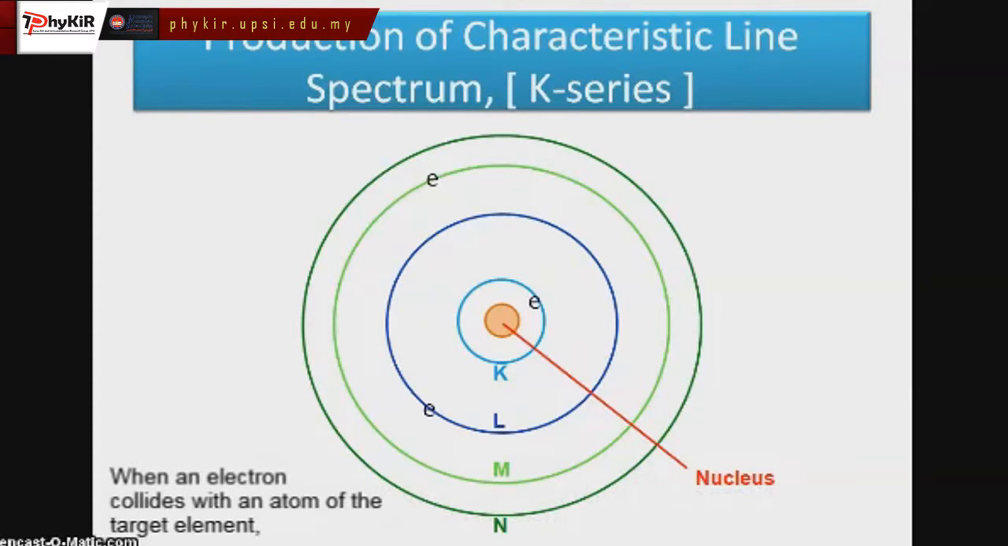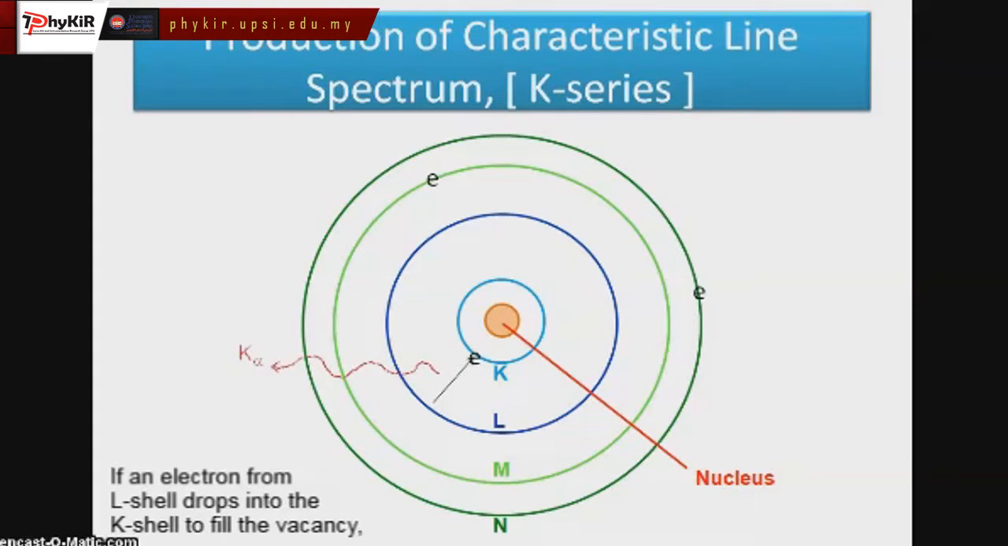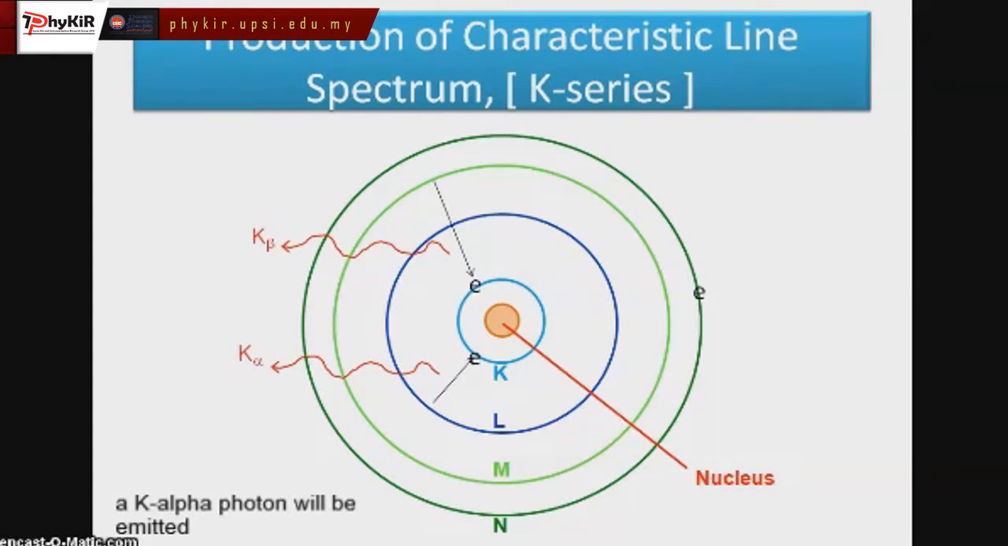When an electron collides with an atom of the target element, it could excite an electron in the K shell to a higher energy level. If an electron from the L shell drops into the K shell to fill the vacancy, a K-alpha photon will be emitted. If an electron from the M shell drops into the K shell to fill the vacancy, a K-beta photon will be emitted.